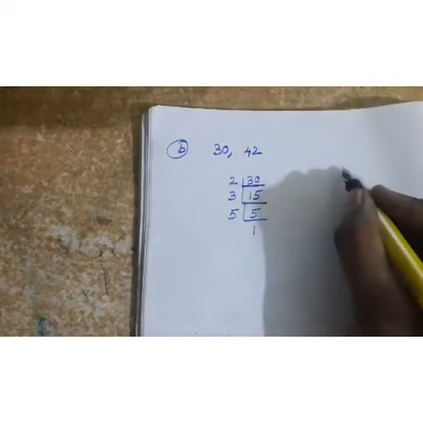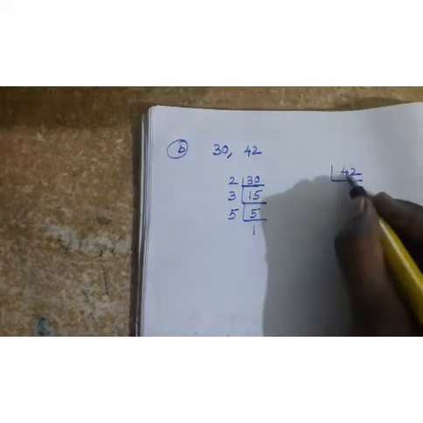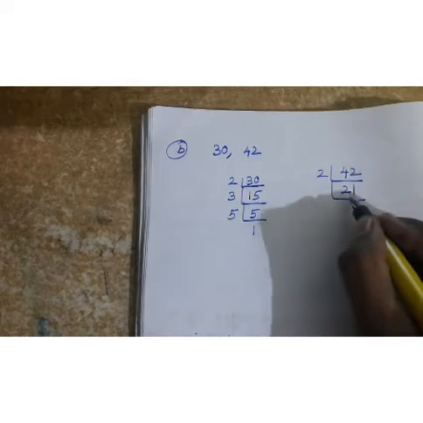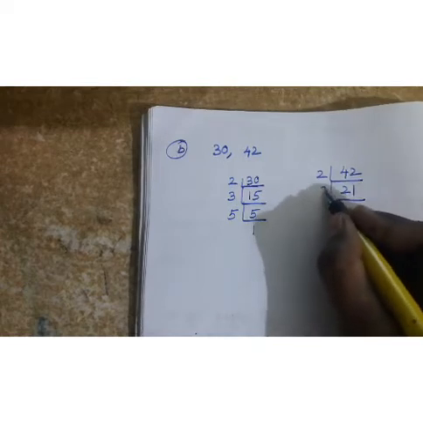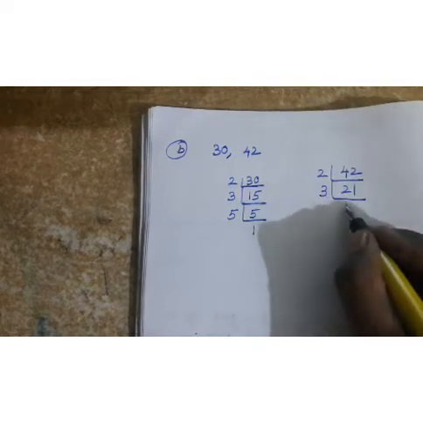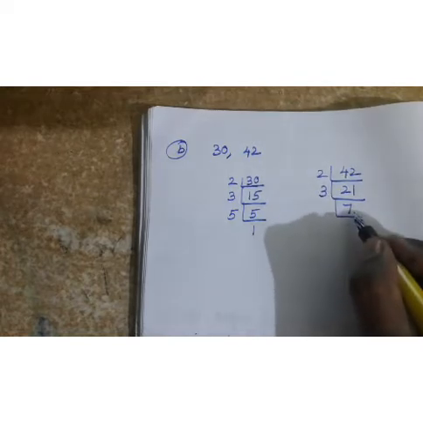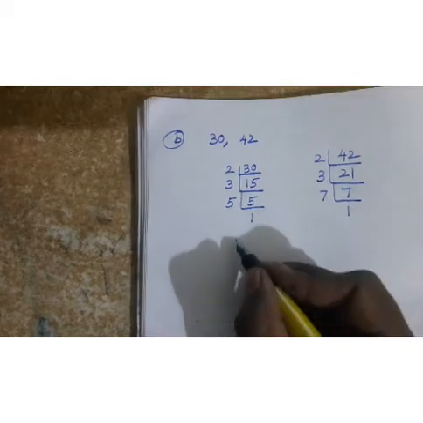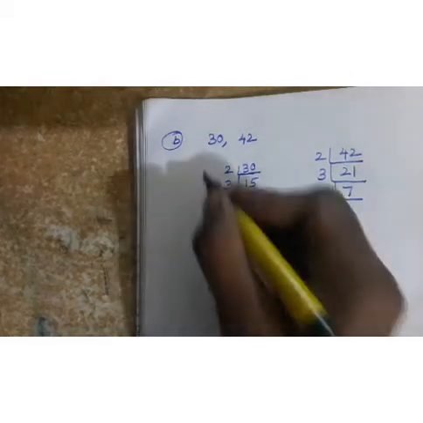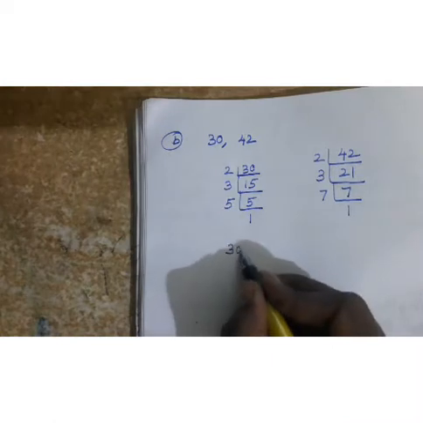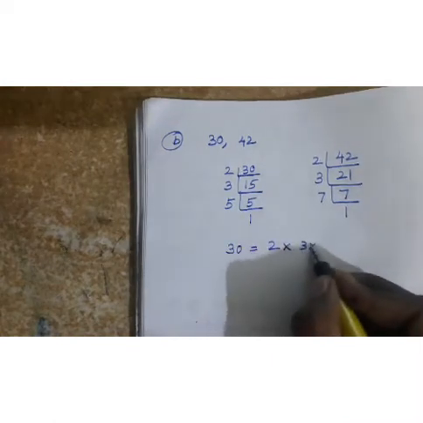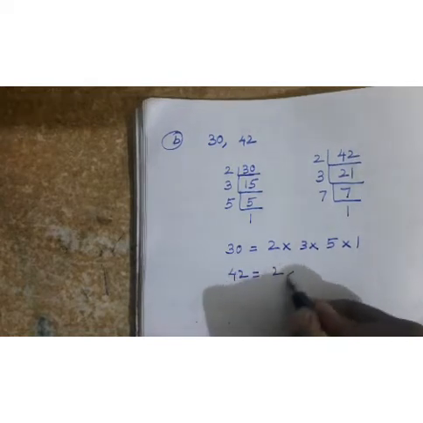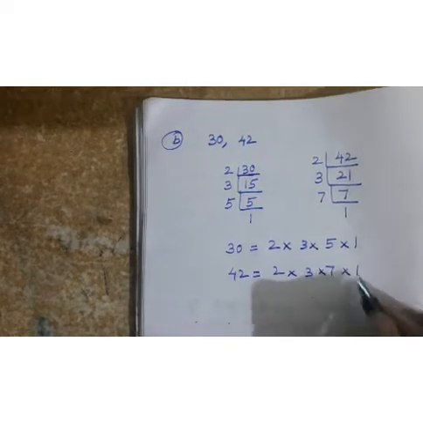Now find the prime factors of 42. 42 divided by 2 gives 21. 21 is divisible by 3. 21 divided by 3 gives 7. 7 is a prime number which divides by itself. 7 divided by 7 gives 1. Now write the prime factors of 30 and 42. 30 equals 2 into 3 into 5 into 1. 42 equals 2 into 3 into 7 into 1.